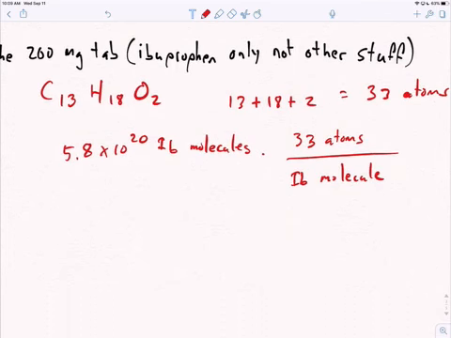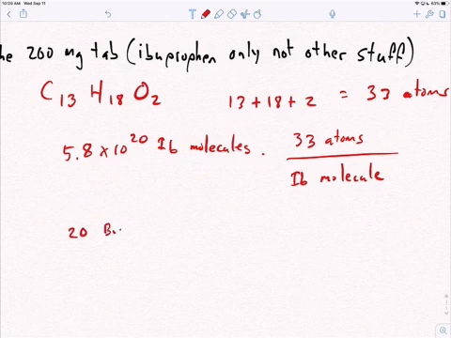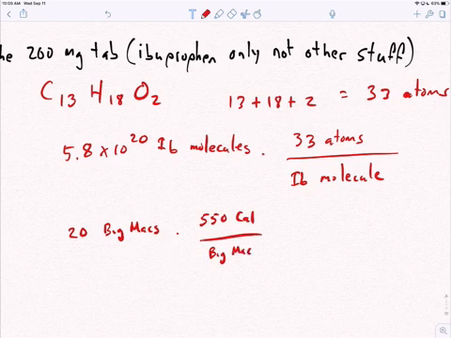20 Big Macs times 550 calories per Big Mac. That's how many calories in Big Macs I had last year. I never eat a Big Mac. I usually eat the fish sandwich and fries with a big Coke.